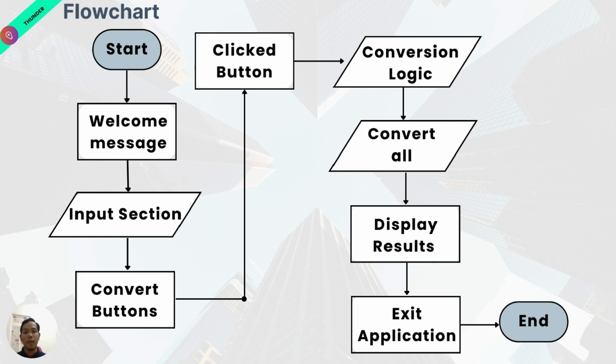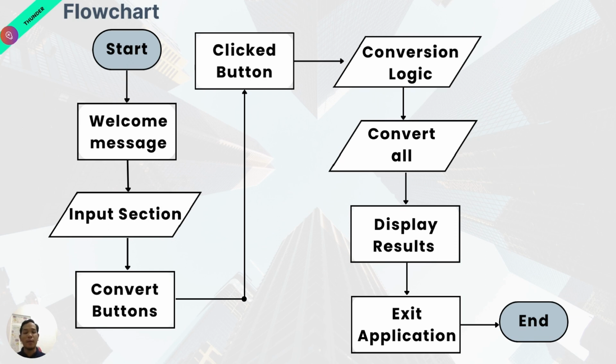So now I will explain about the flowchart of our programs for the converter app. First of all, when the program starts, there is a welcome message that shows in the user interface. After that, there is an input section where the user can input a valid number to convert. After that, the user can see the convert button, and when they click the button, it will start the conversion logic from base 2 to 8 or 10 or 16.